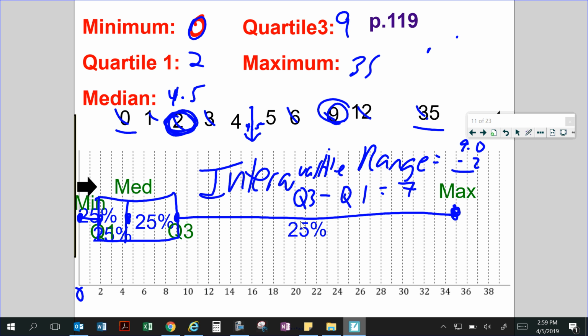Please do not say, "But this one is longer, so there are more numbers in here." No, it's because it's so spread out from 12 to 35. That's why there's this long gap right here. So it's asking 25%. That means you're putting 2 numbers here, 2 numbers here, 2 numbers here, 2 numbers here. You're cutting it up.